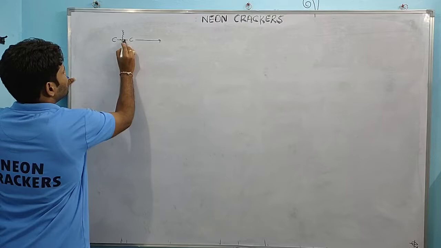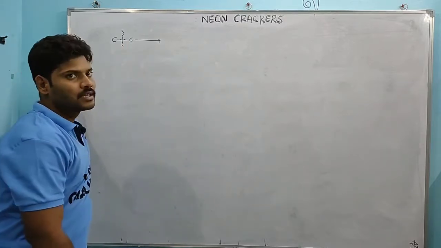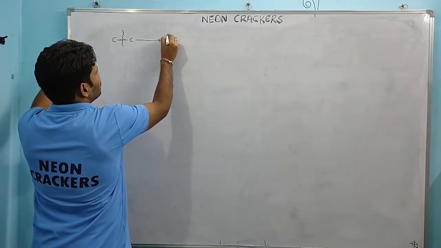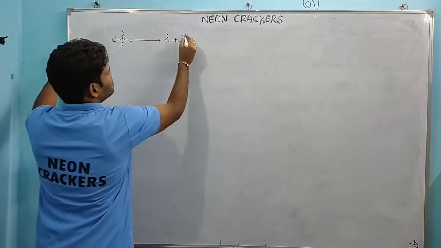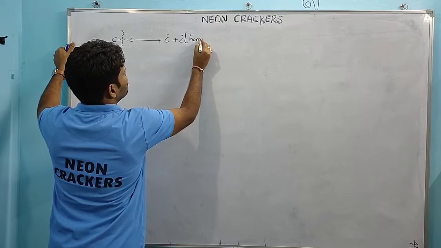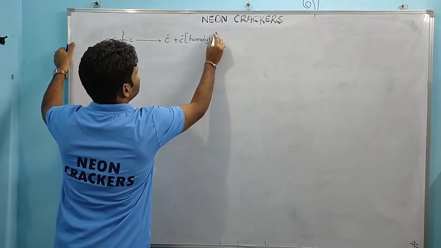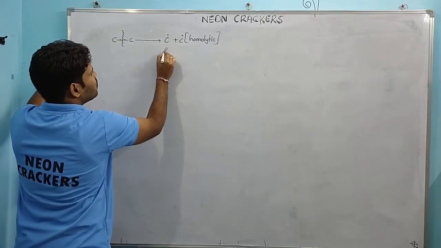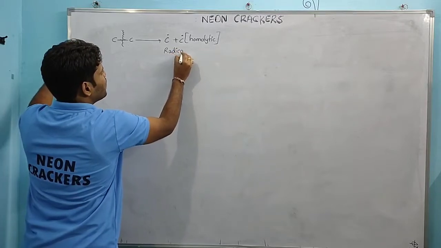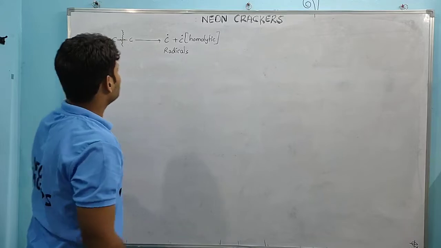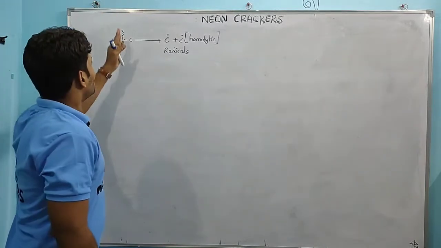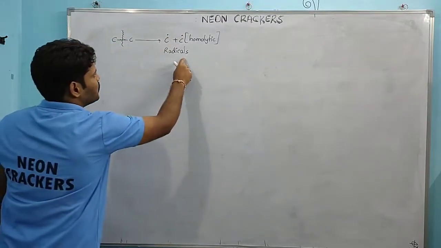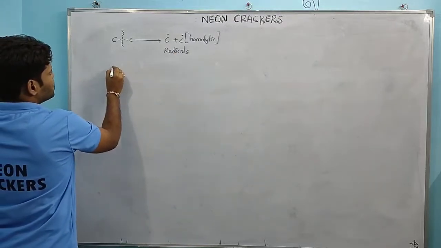A bond contains a bond pair, which means two electrons. If the cleavage gives equal contribution of electrons, it is called homolytic cleavage. The two species generated are intermediates, and these are called radicals. Is it clear? Due to homolytic cleavage, with equal contribution of the electrons after the bond breaks, radicals are generated. That is the first point: radical generation.